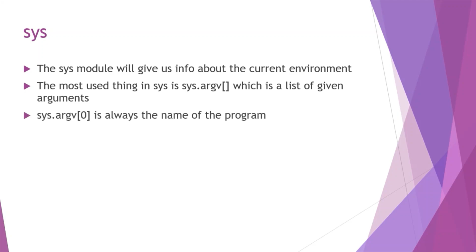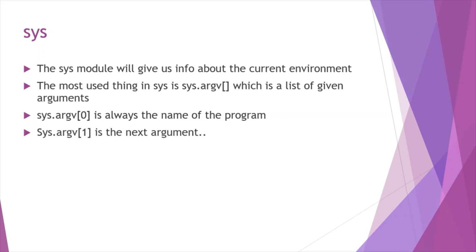sys.argv[0] is always the name of the program. So if you want to know the program you're running under, you can just run sys.argv[0] and it will tell you. This allows us to know if we're running directly or running in a module. sys.argv[1] is the next argument.